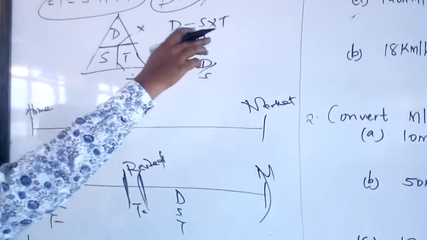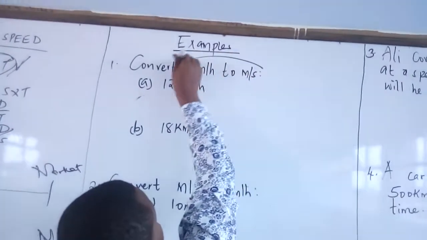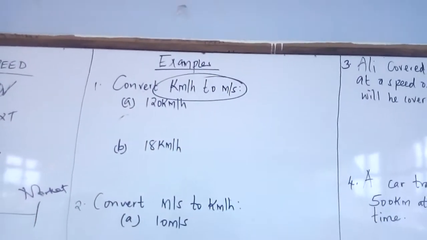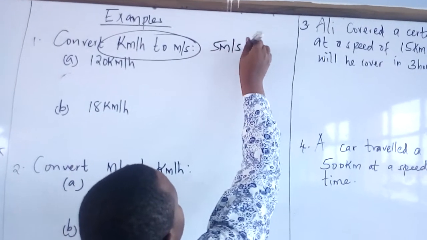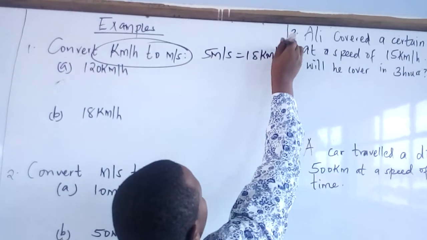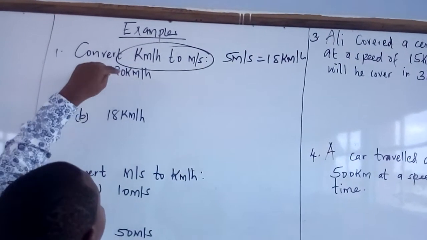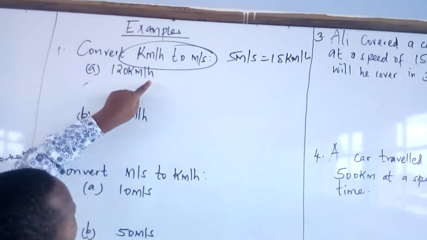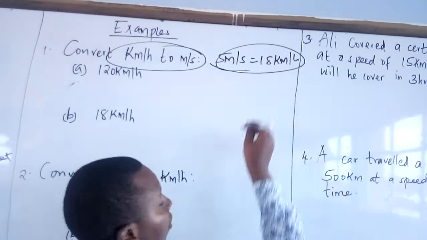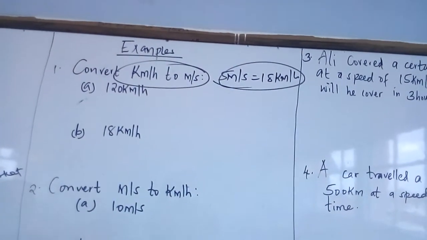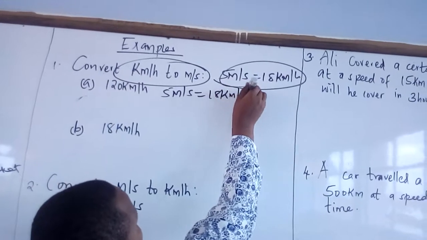Now, if you start with the first one, this is class 6 work. You can be told to change from kilometers to meters. The only thing you should remember is 5 meters per second is equal to 18 kilometers per hour. Or you use the other formula of converting kilometers to meters and hours to seconds, then you divide. For this one, if you remember this formula, it becomes very simple for you. So we have said 5 meters per second is equal to 18 kilometers per hour.